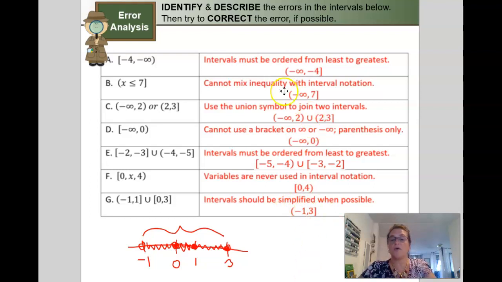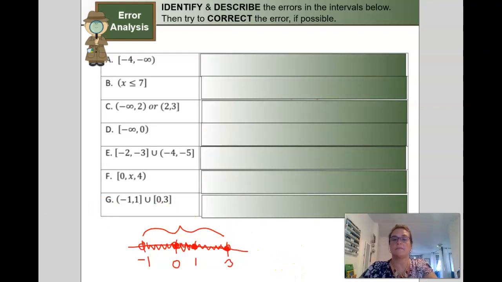Okay, so hopefully that helps with your error analysis practice. And then in the next video, we're going to take a look at some real-world intervals.